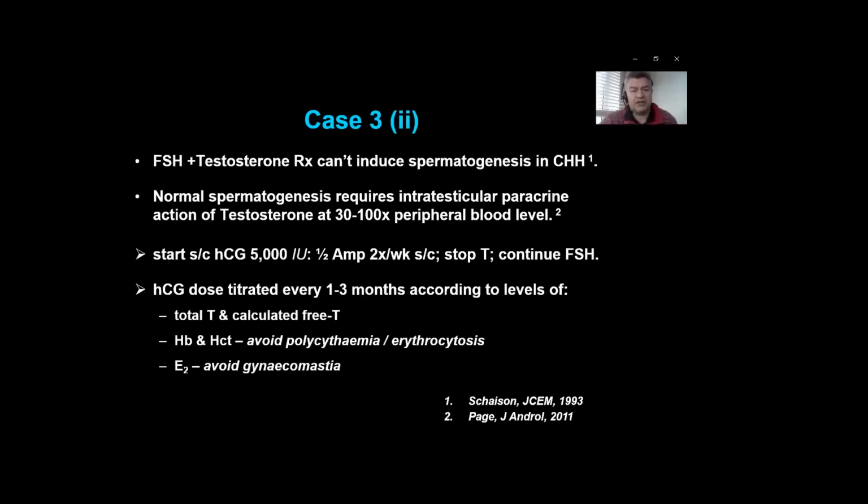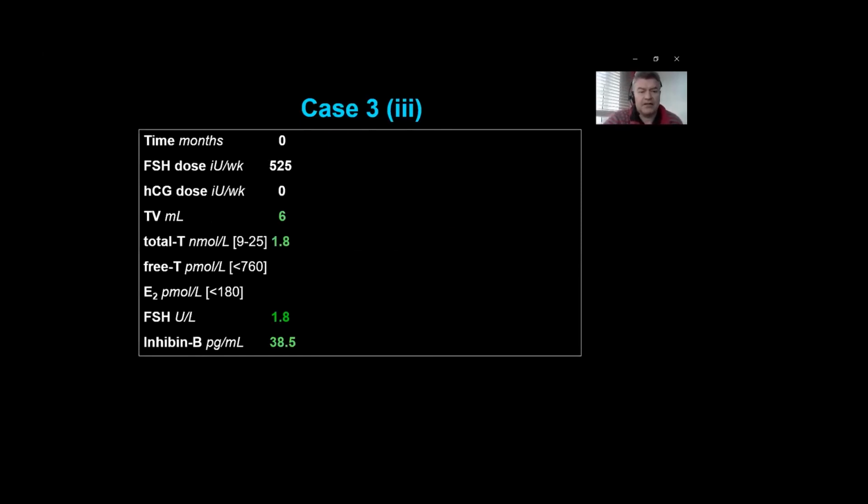So we carried on with the FSH and started HCG, and we titrated the dose of HCG to achieve decent levels, but whilst avoiding gynecomastia risk. And so this is his weekly FSH dose. This is weekly HCG dose, testicular volume, total testosterone, FSH, inhibin B. And let's go. So at 1 month, he's been on 2,500 units twice weekly of HCG, and we got this quite big overshoot of hormone levels. Note those FSH levels at the bottom as well.